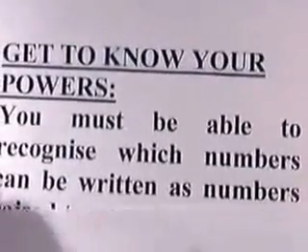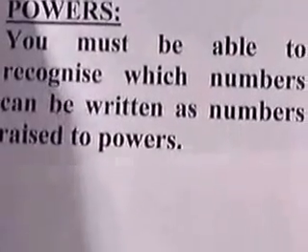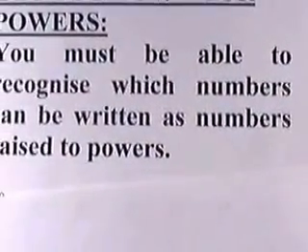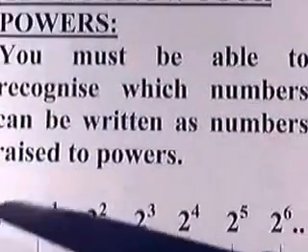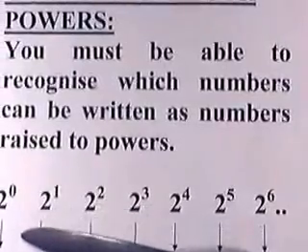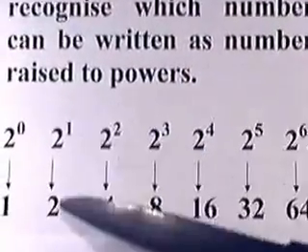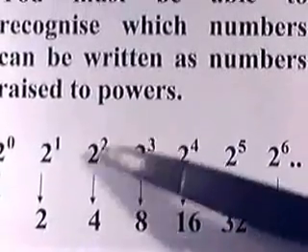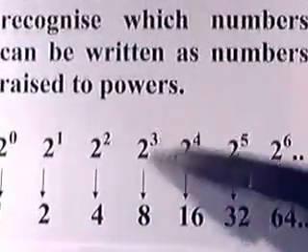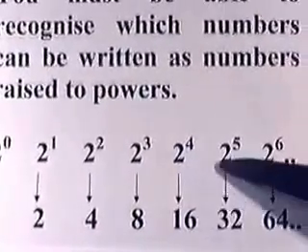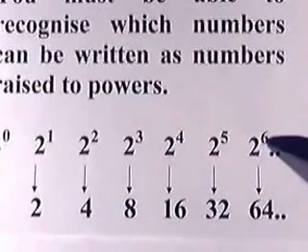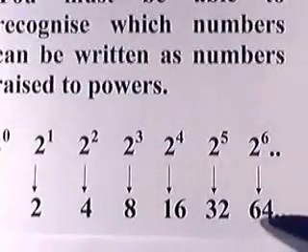And here, let me get that on the screen a bit better for you. Here I've made a long list. 2 to the power of 0 is always 1. 2 to the power 1 is 2. 2 to the power 2 is 4. 2 to the power 3 is 8. 2 to the power 4 is 16. 2 to the power 5 is 32. 2 to the power 6 is 64.